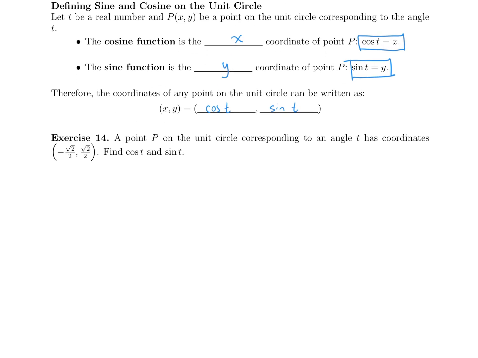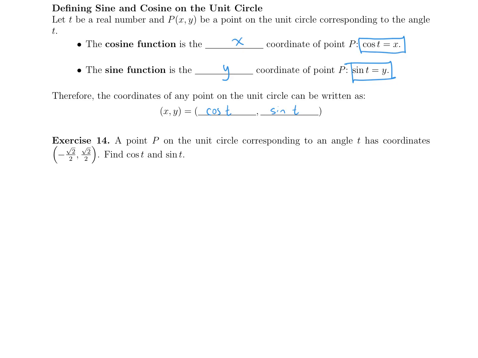So the first exercise says a point P on the unit circle corresponding to an angle t has coordinates negative radical 2 over 2, comma radical 2 over 2. Find the cosine and the sine functions. Well, recall that cosine of t is simply the x coordinate. So it's going to be negative radical 2 over 2. And then sine of t is equal to the y coordinate, which is square root of 2 over 2. So that is the answer. Okay, let's move on to the next page.